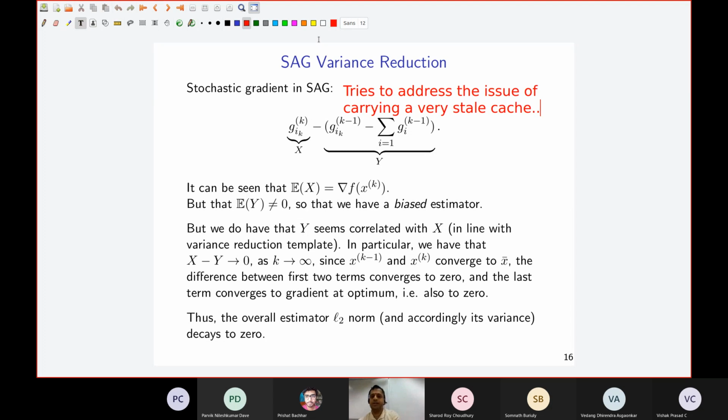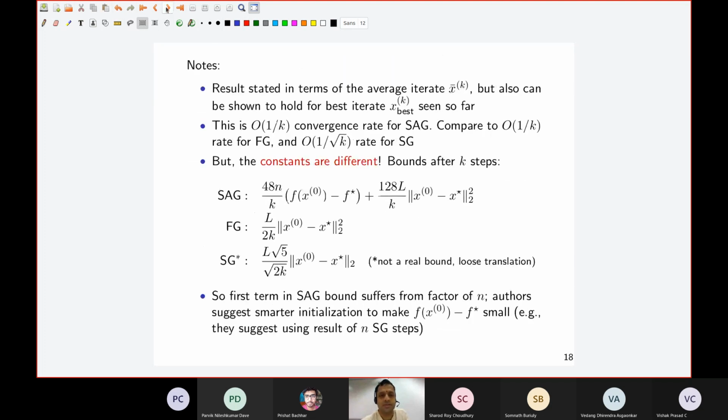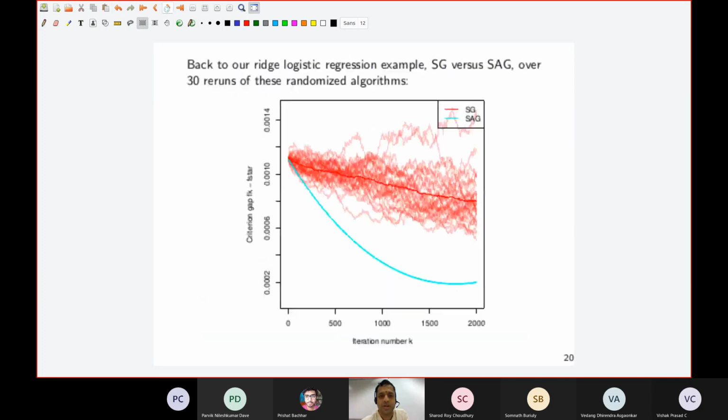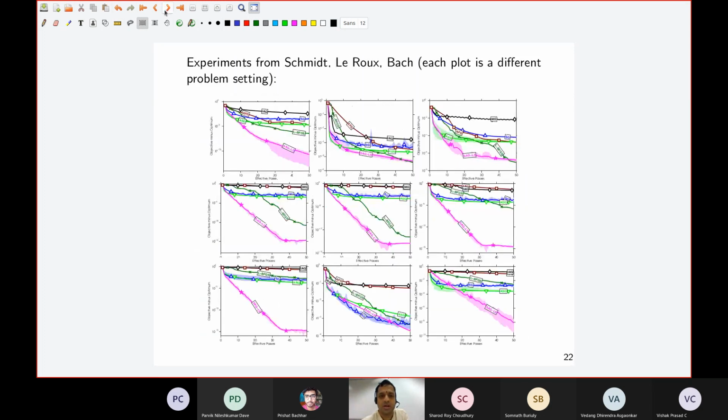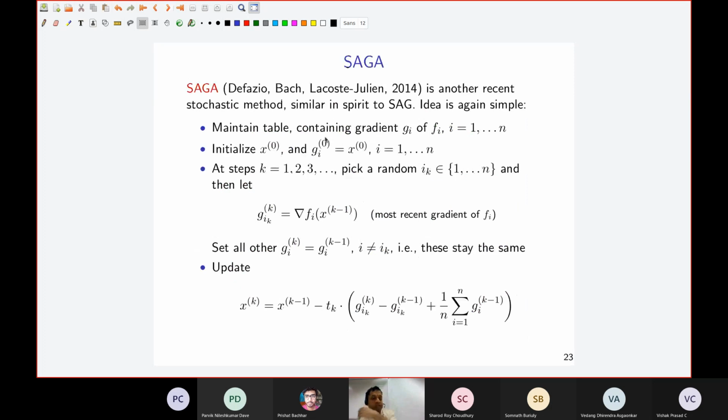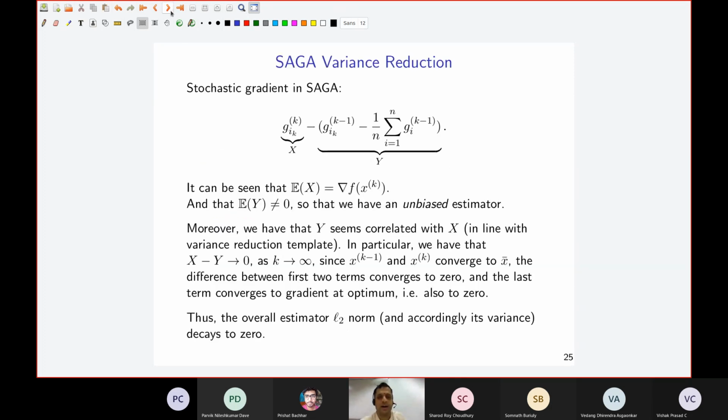It's called SAG variance. Basically you can see how variance reduction could be achieved. I think I'll talk about SVRG. These are other versions, SAGA, but let me go to SVRG.